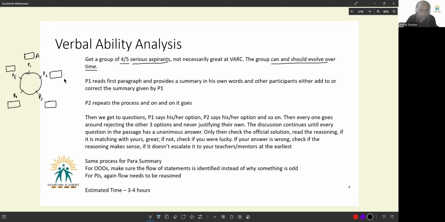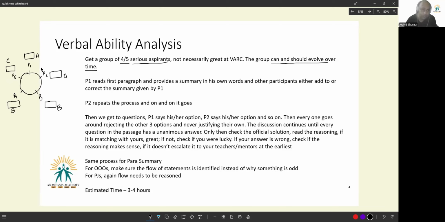Then, when we get to the questions, let's say P1 says the correct answer is option A. P2 says option A. P3 says option B. P4 says option B. And P5 says option C. As of now, we don't know which option is correct. Hopefully, we don't know which option is correct.